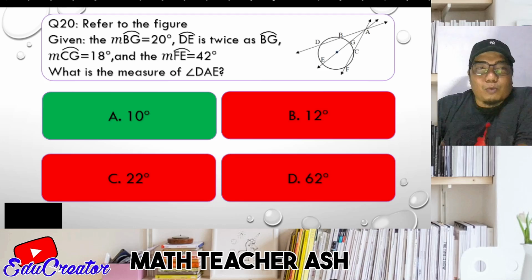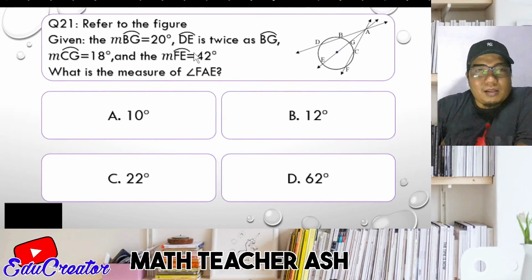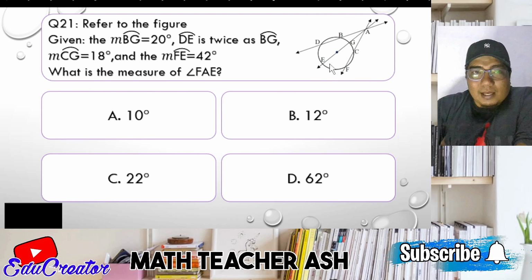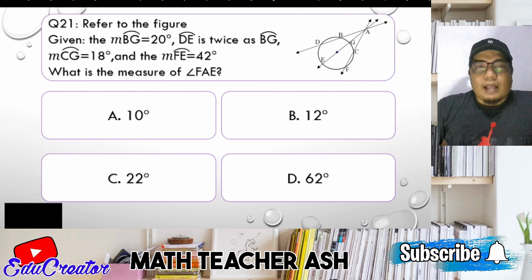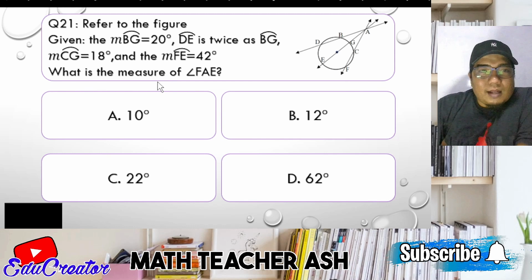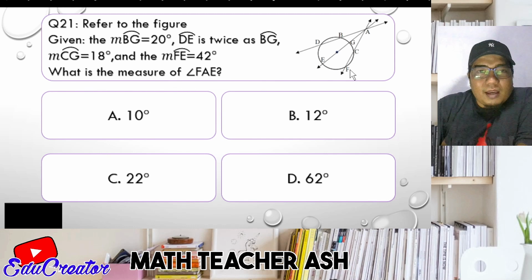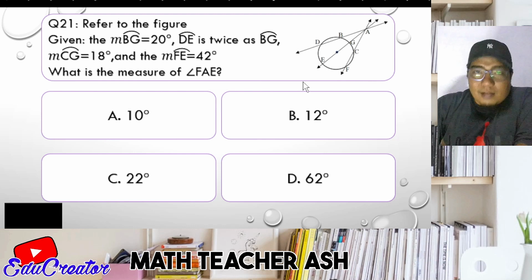Now, let us go to question number 21. Refer to the figure given. The figure is the same as the one given with question number 20 earlier. I'll give you 5 seconds to answer this question. The question now is FAE. This is another angle that is formed.